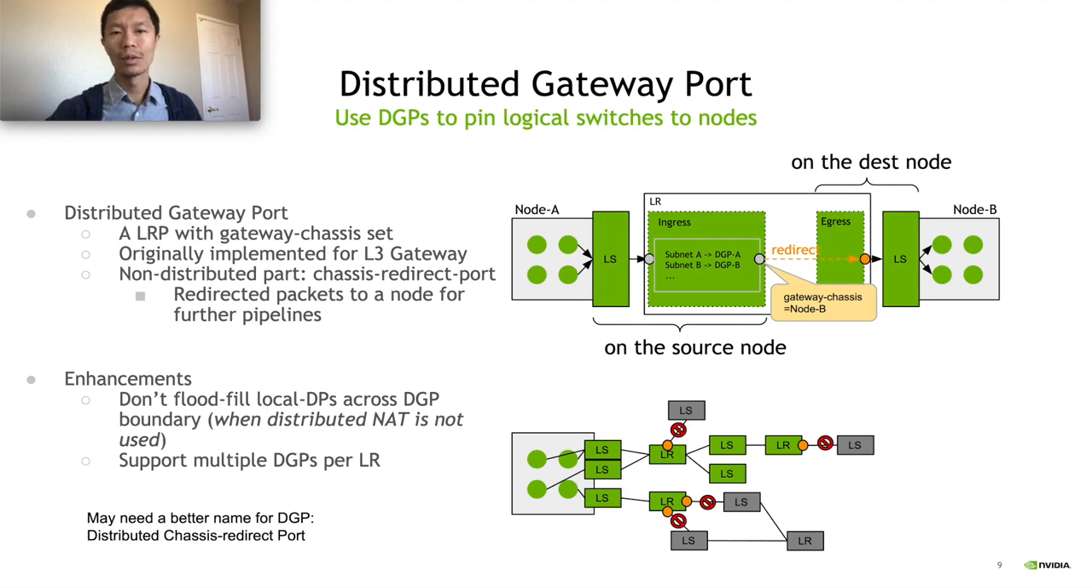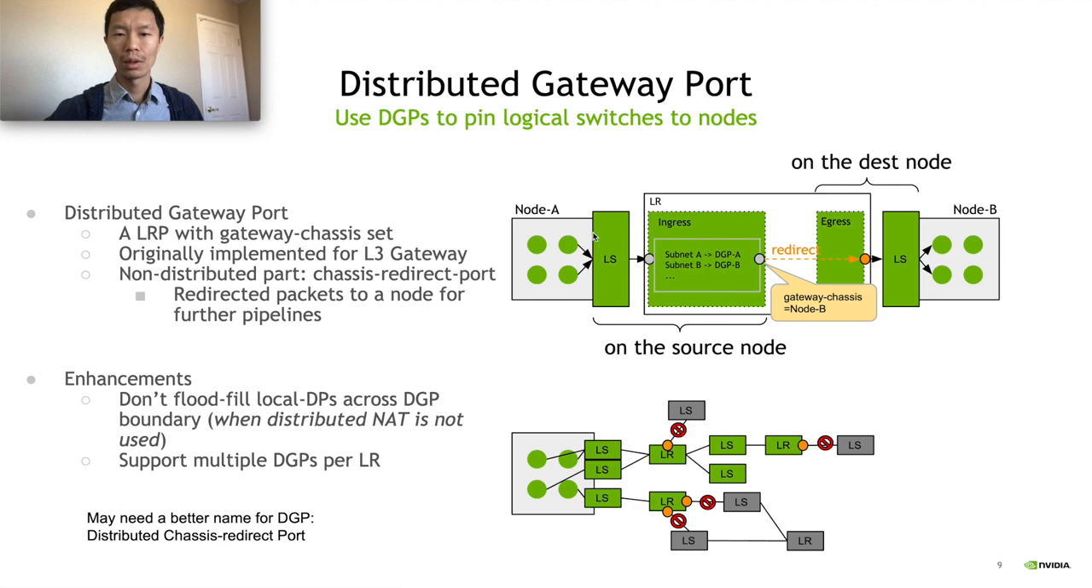To implement this in OVN, we don't have to make any big change to the pipelines, but instead we can reuse the existing distributed gateway port mechanism to achieve something very similar and effectively pin logical switches to nodes. A distributed gateway port is a logical router port with gateway chassis set, originally implemented for layer 3 gateway, but here we use it for scalability. Each distributed gateway port has a non-distributed part, which is called chassis redirect port, which has a port binding on the chassis specified.